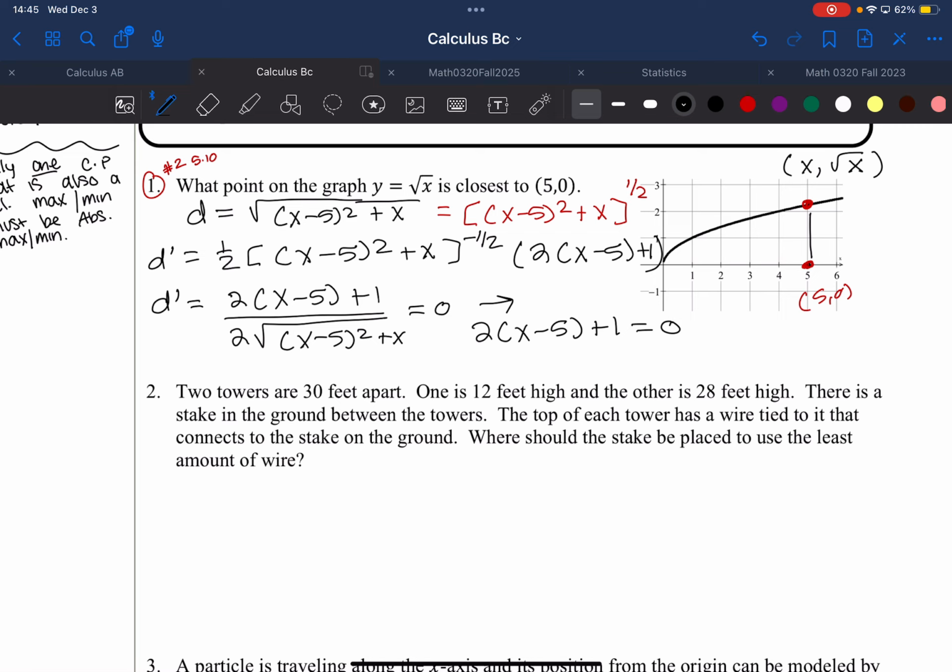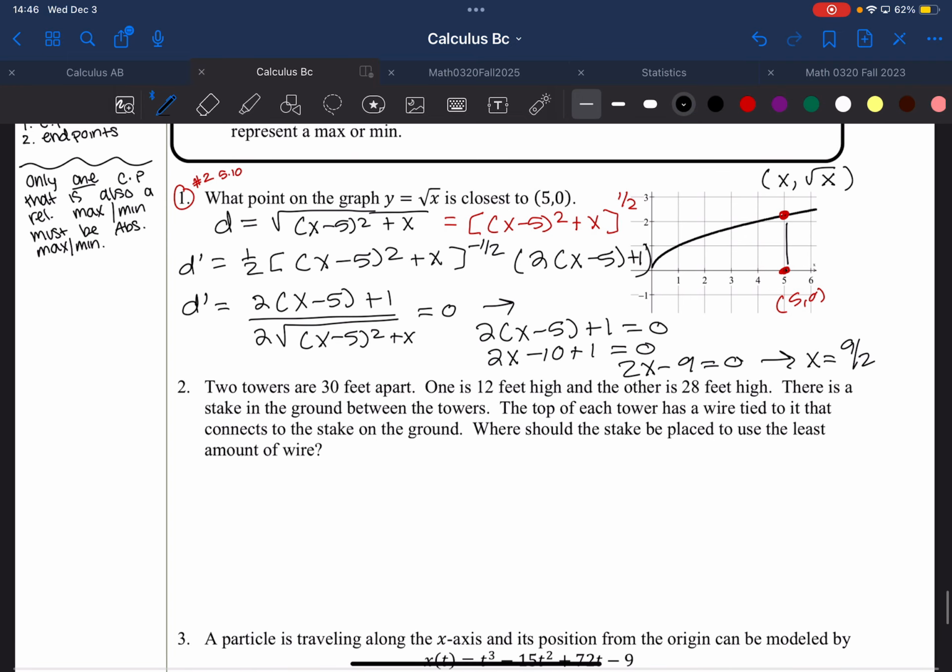So I have 2 times x minus 5 plus 1 equals 0. What's my first step to solve? I could move the 1 first, or I could distribute the 2. So I have 2x minus 10 plus 1 equals 0. That way I can combine like terms. And so I have 2x minus 9 equals 0, which means x equals 4.5, or as a fraction, 9 over 2. Okay, so yes, we could write this as 9 over 2 or 4.5.